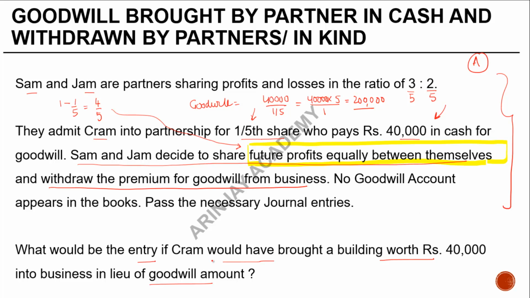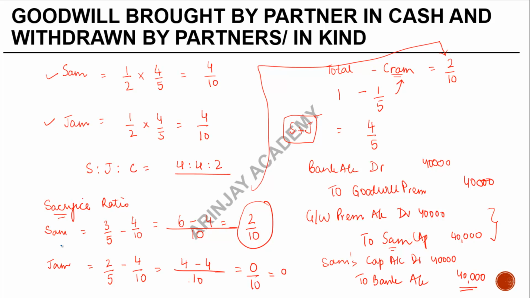What would be the entry if Cram would have brought a building worth rupees 40,000 into business in lieu of the goodwill amount? Now, in such a case, instead of bank, a new asset would have come into business, which is building account debited to goodwill premium. The second entry would have remained the same, which is that the goodwill premium would have been debited and Sam's capital account would have been credited.